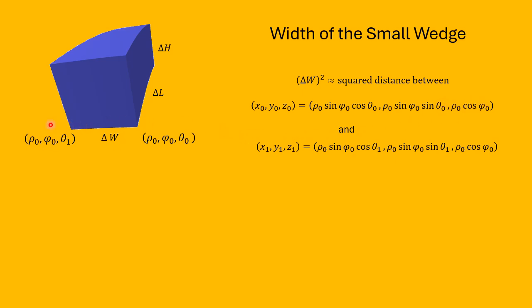Similarly, this point here, if we write it out in rectangular coordinates, call it x1, y1, z1, it's going to be just about the same thing that we had up here. The only difference is all of the theta naughts are going to be replaced with theta 1s. So here we have a theta 1 instead of a theta naught. Here we have a theta 1 instead of this theta naught. And over here, nothing changes.